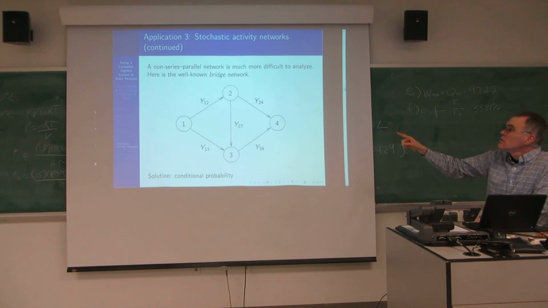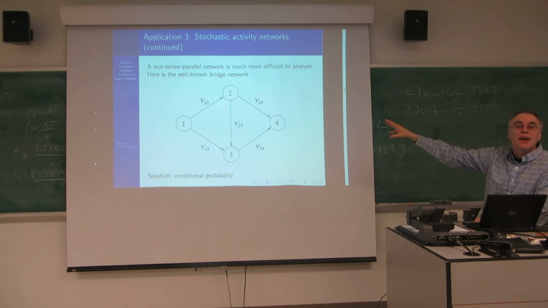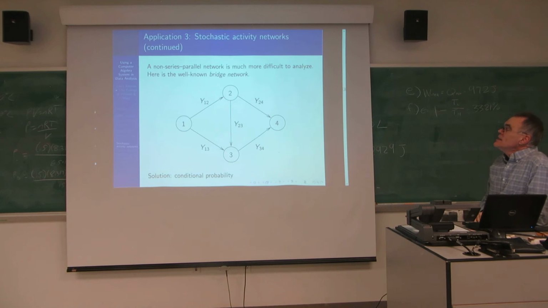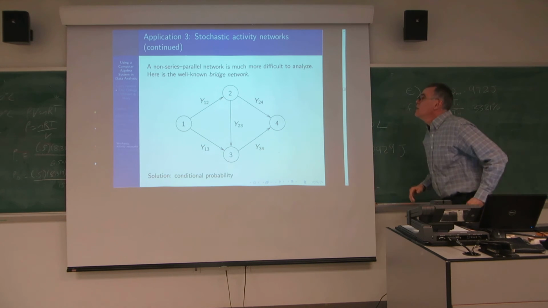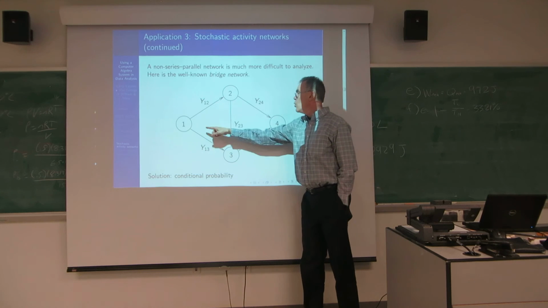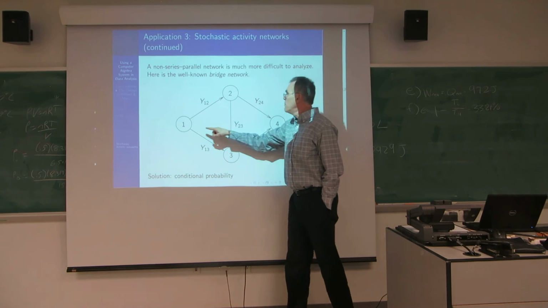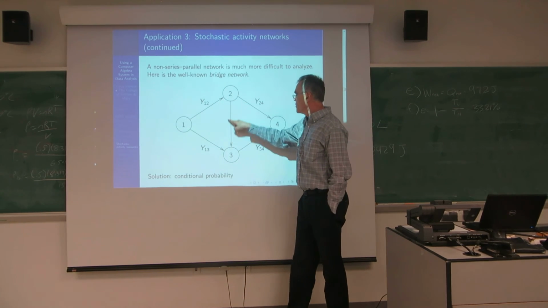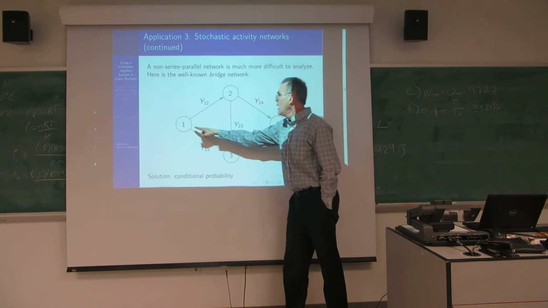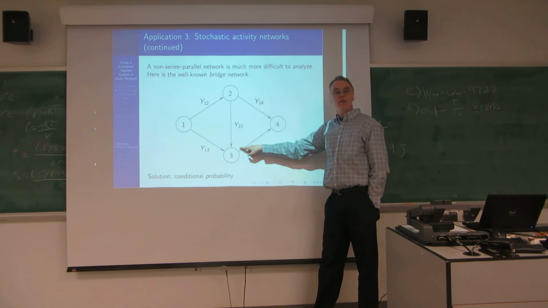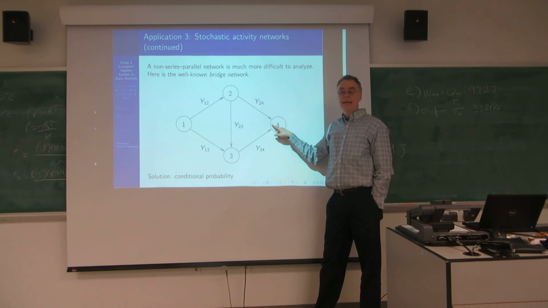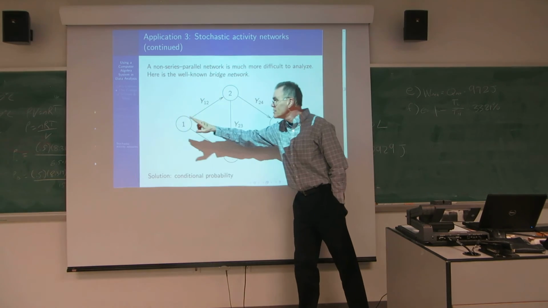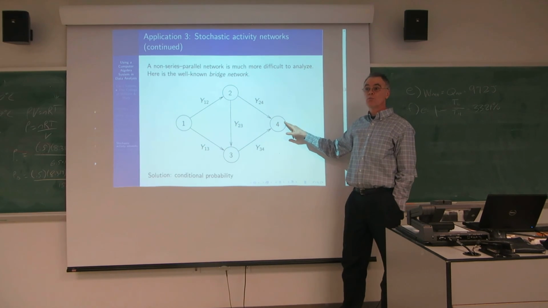All right, that was the easy case. This is the hard case. And this is the simplest example that I can give you of the difficult case. This is known as the bridge network. We only have 4 nodes, but it turns out this path right here and this path right here have an arc in common, don't they? And that makes the analysis of the time to get from here to here much more difficult.